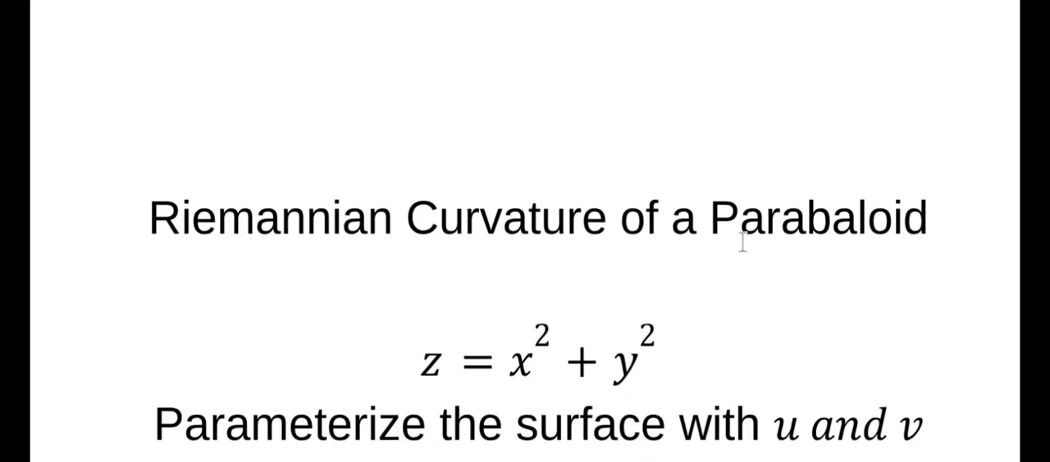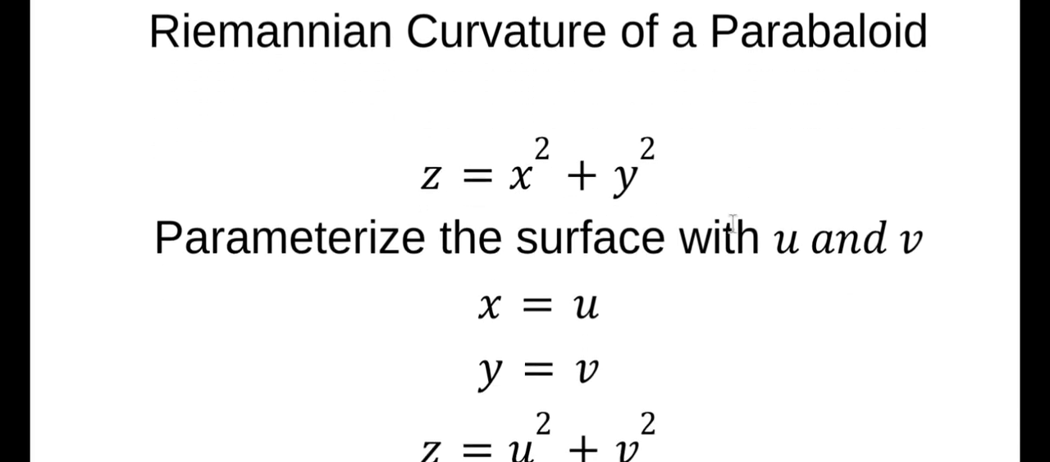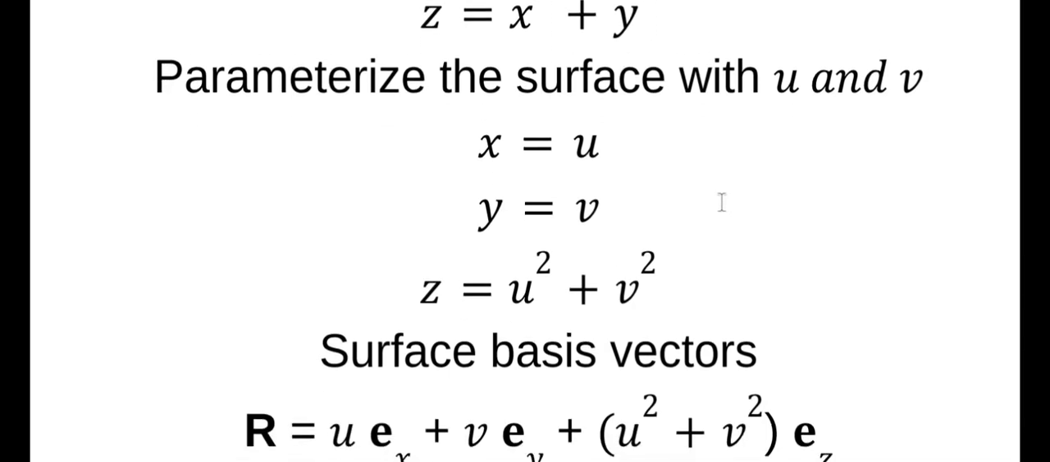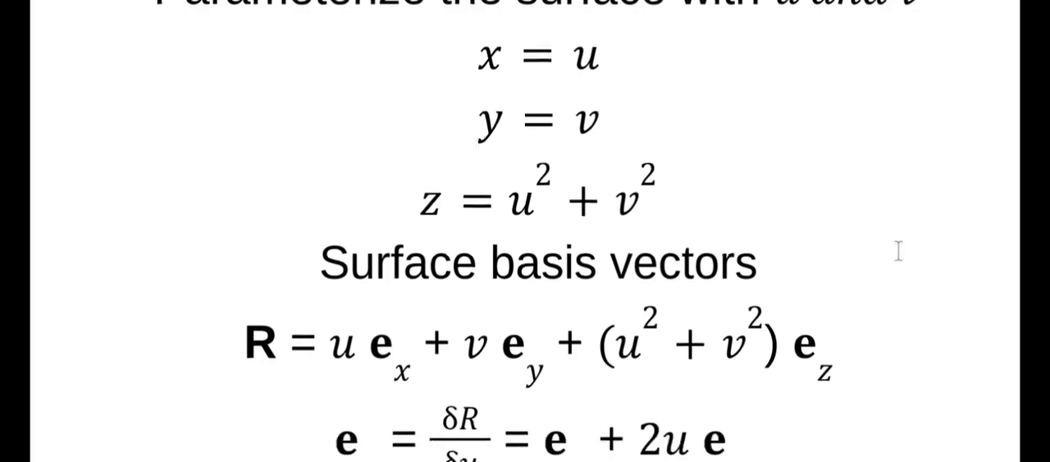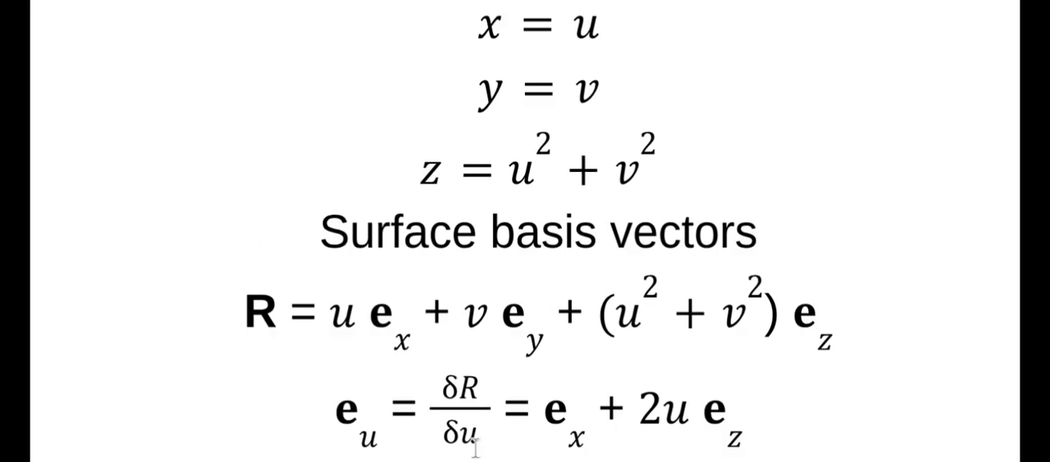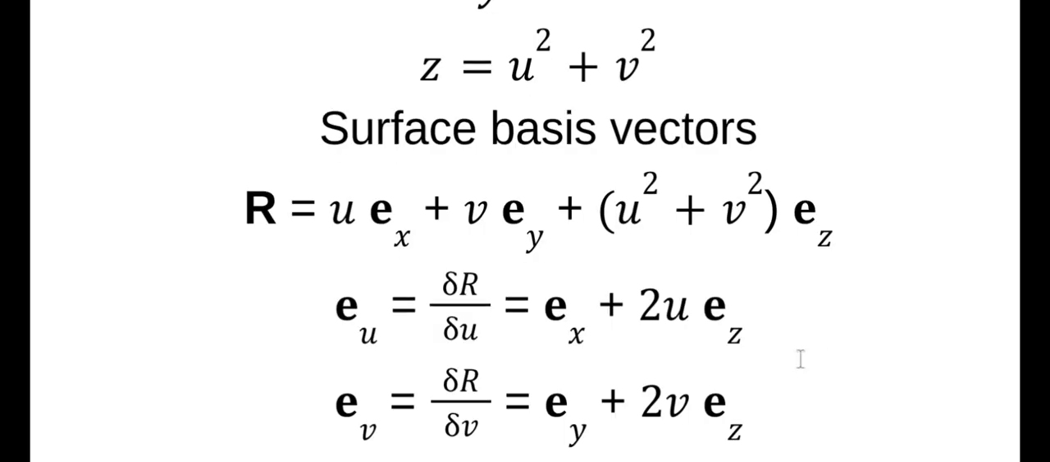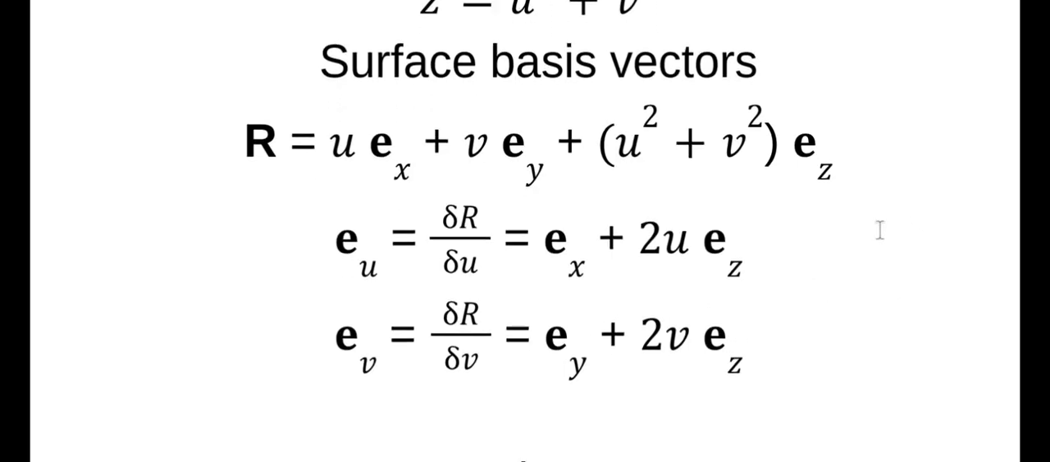As an example, we're going to use the Riemannian curvature of a paraboloid, because I have a bunch of data on it already. Here is the equation of the paraboloid, the one we just looked at. We're going to parameterize this surface with u and v, so we have these 3 parameterizations. Now we can define the surface basis vectors, as having a position vector with these components, with ex, ey, and ez the orthonormal basis vectors. We take the derivative of the position vector with respect to u, and we get the EU basis vector. With respect to v, we get the EV basis vector. We've done this many, many times.